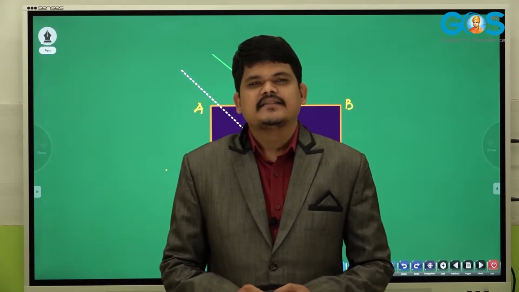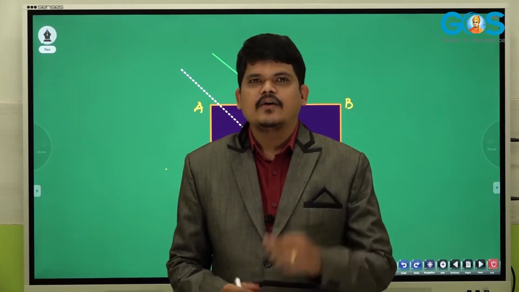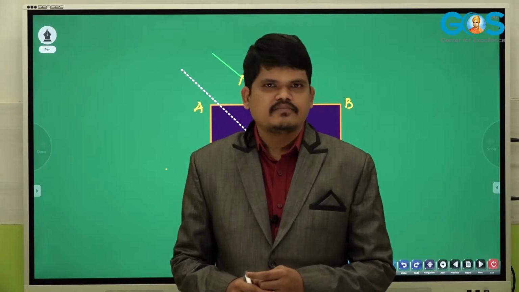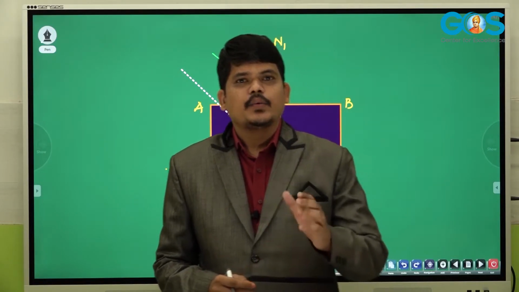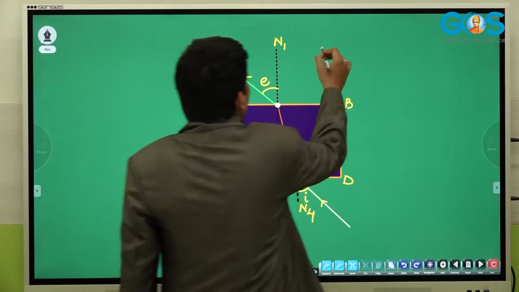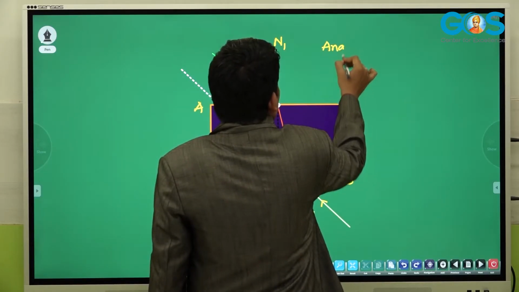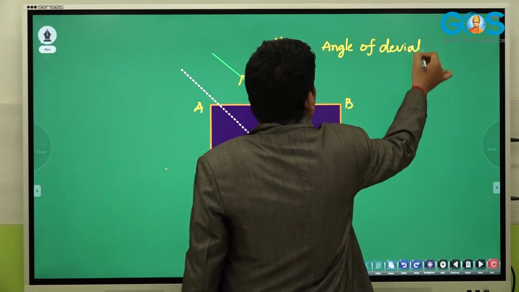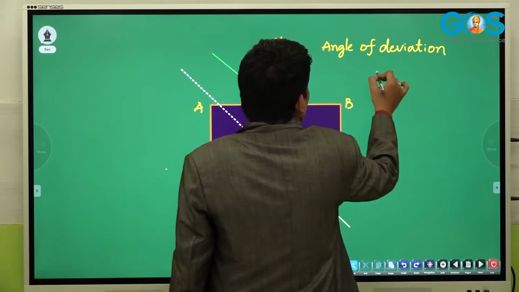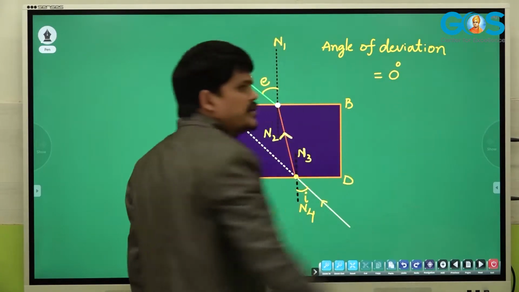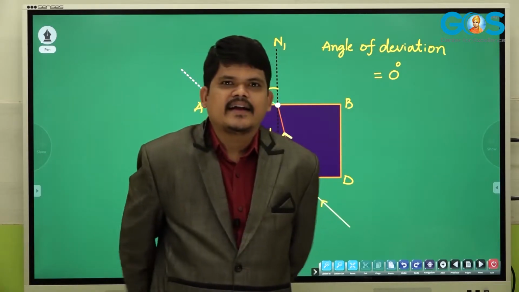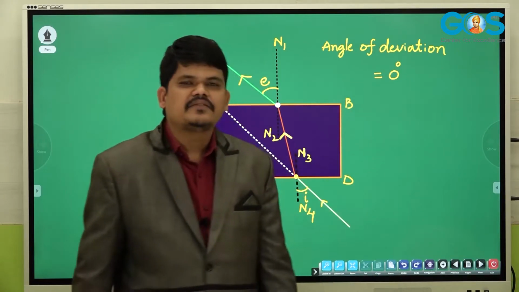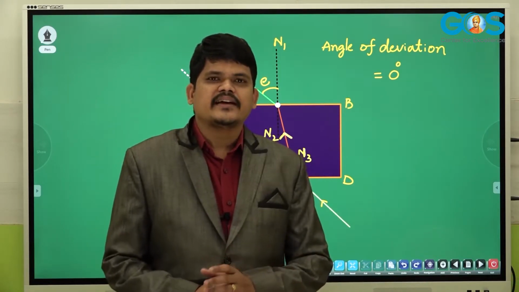In this session, we are going to find how the ray gets deviated through a rectangular glass slab, and we need to show the angle of deviation for a rectangular glass slab is equal to 0 degrees. For a rectangular glass slab, the light ray suffers 0 degrees deviation, that we need to prove by considering a rectangular glass slab.